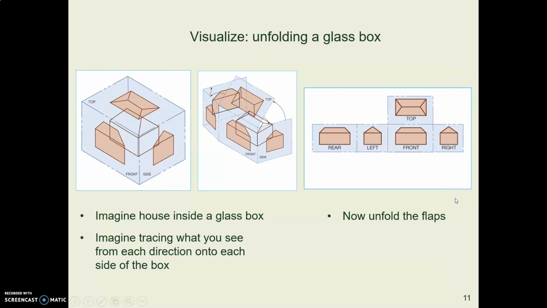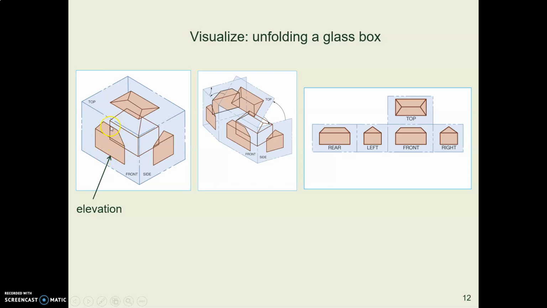It's useful to imagine having your house inside a glass box. Here we have on the left a drawing of a glass box and there's a house inside. And now imagine you went around to each side of that box and you looked straight on at the building and you traced what you saw right onto the glass. So on the top, looking straight down, you would see something that looked like this. That happens to be the plan view of the roof. This side here happens to be an elevation. You're looking straight on at the side of the building.